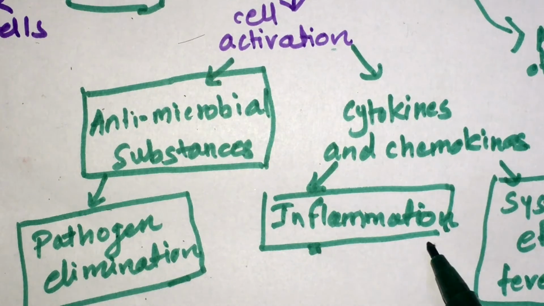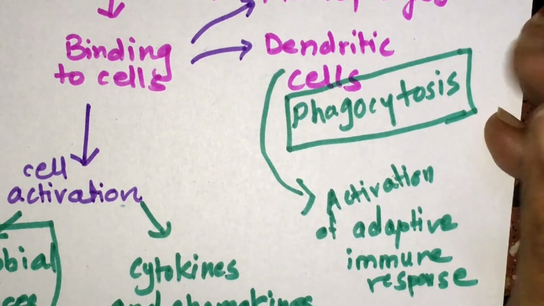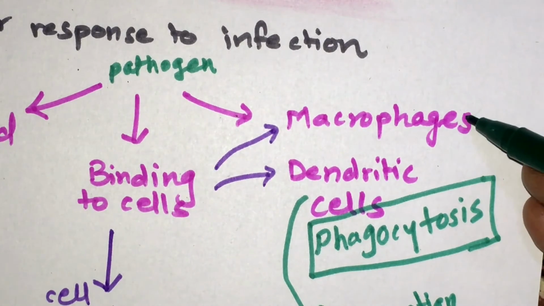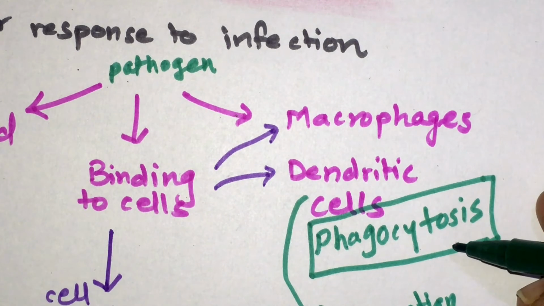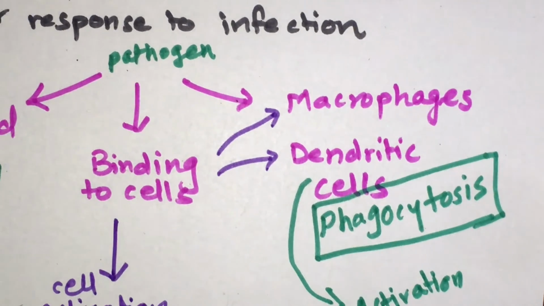Or there can be inflammation or fever. Also, these pathogens can get engulfed by macrophages and dendritic cells, where there is going to be phagocytosis, which is going to help eliminate the pathogen.